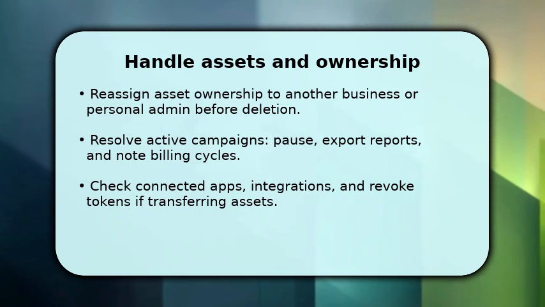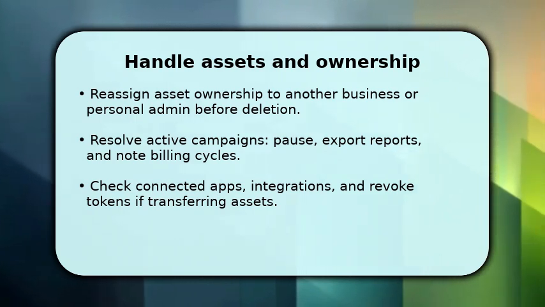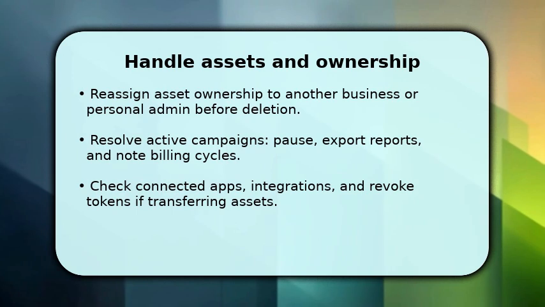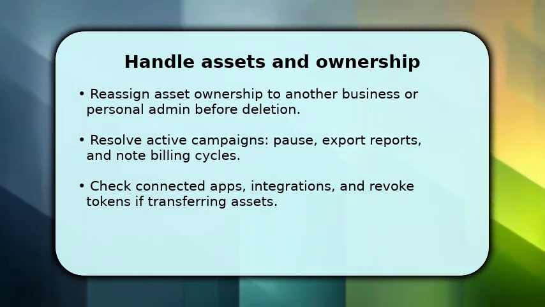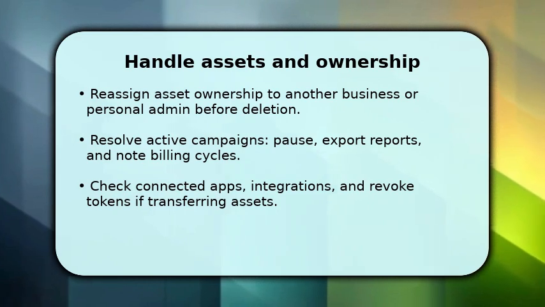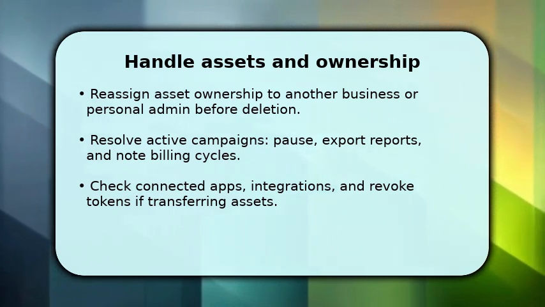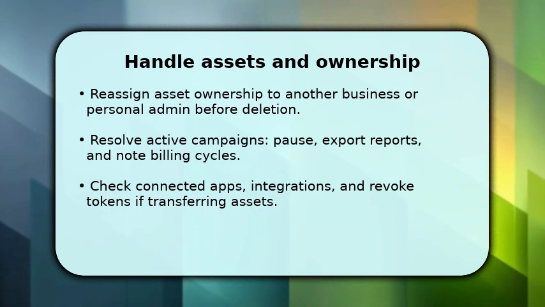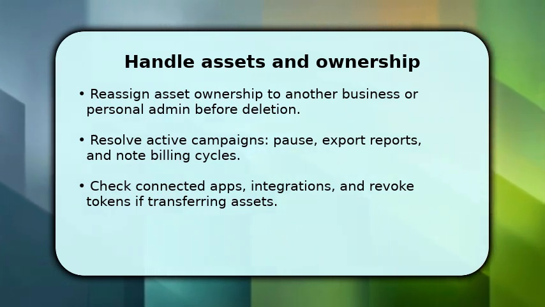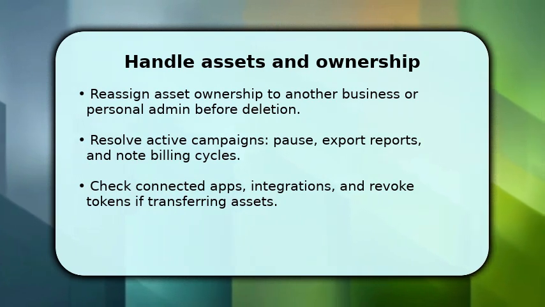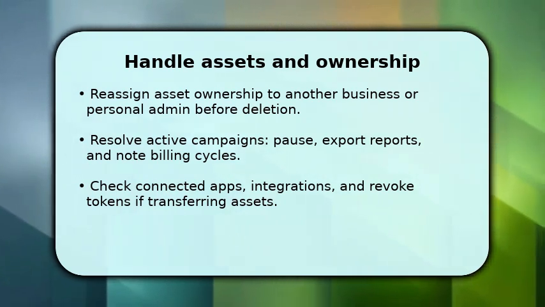Pause or stop active campaigns, export reports and billing history to retain records, and verify ad spend settlements. Make sure integrations and API tokens are revoked or moved. Apps linked to the business manager can prevent full removal if permissions linger. Taking these detailed actions avoids orphaned assets and ensures the business functions continue under new ownership.